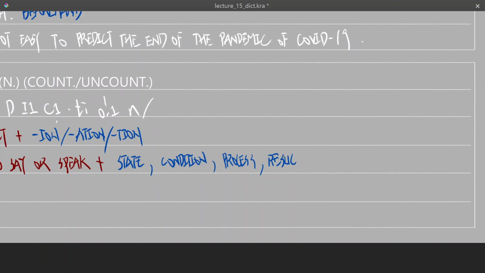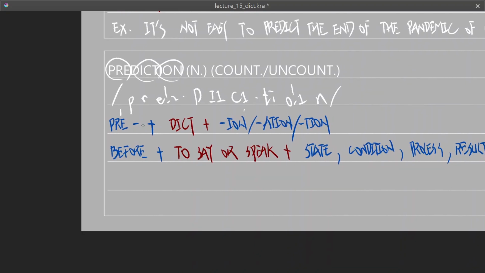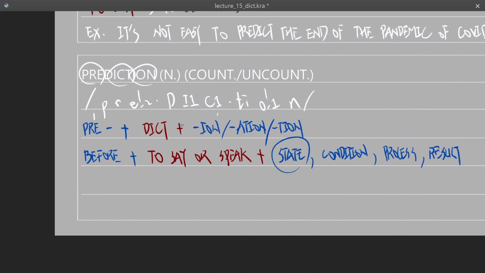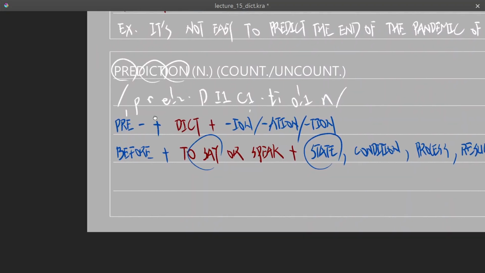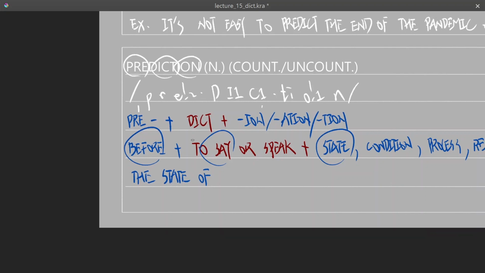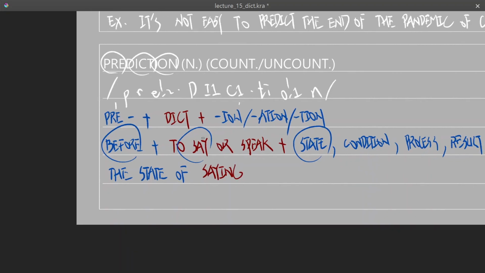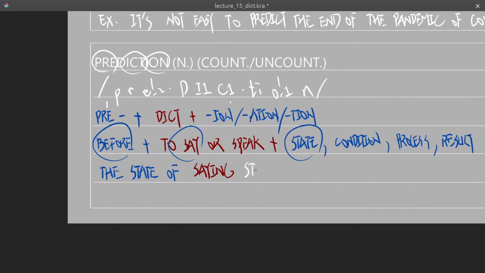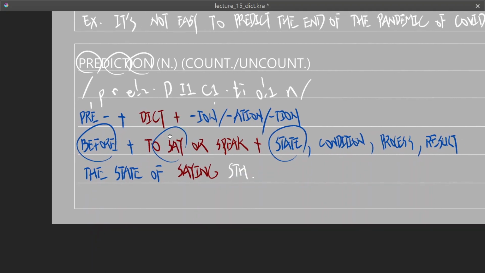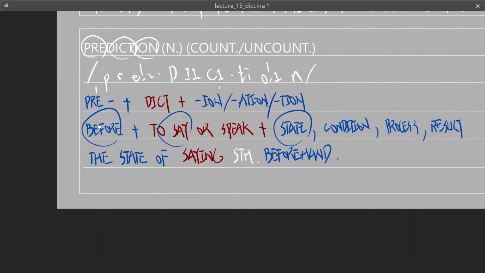Cool. So prediction literally means what? It means the condition or the state of saying something beforehand. The state of saying something beforehand.